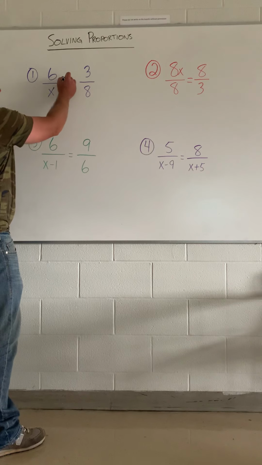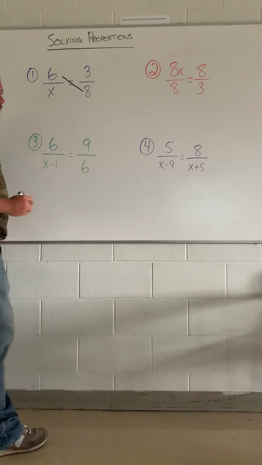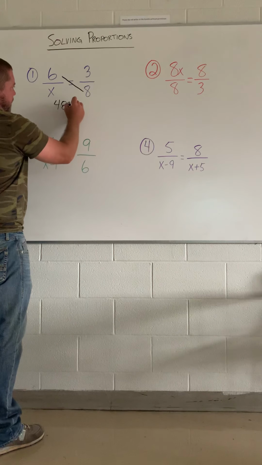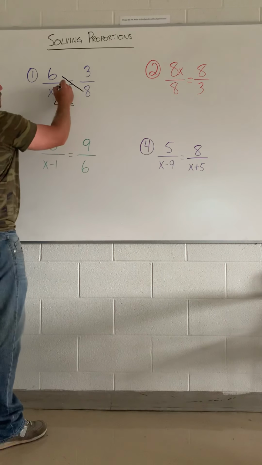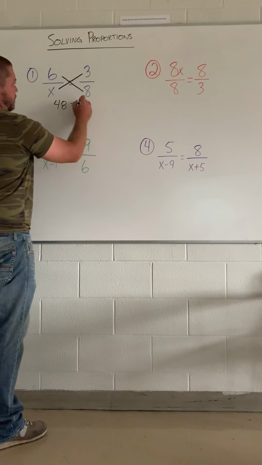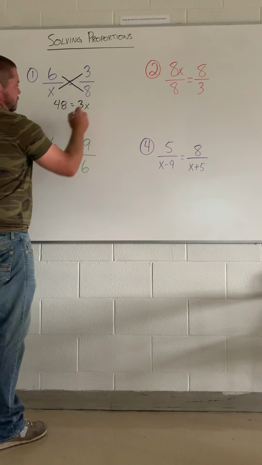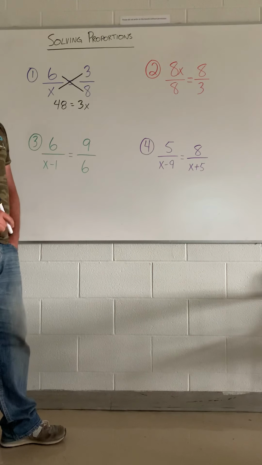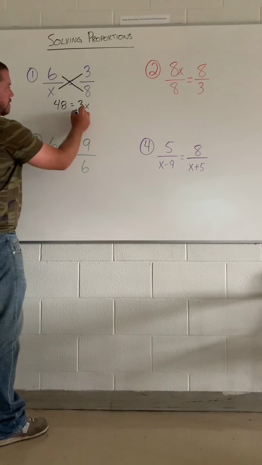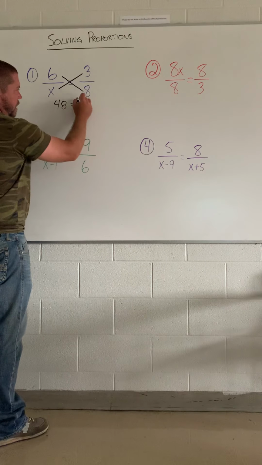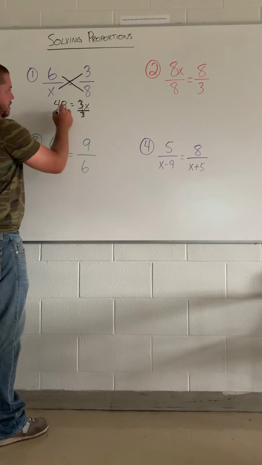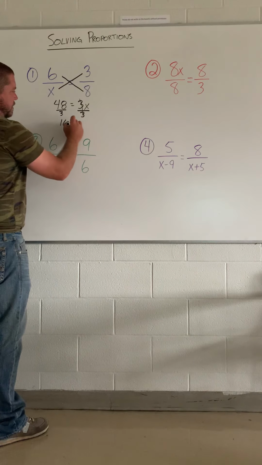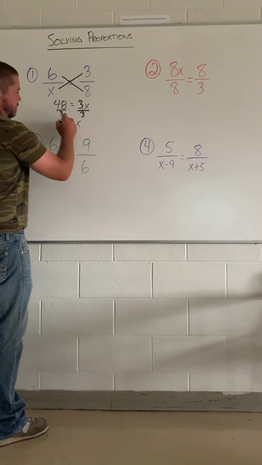So if you will work from top left to bottom right, 6 times 8 is 48. And set it equal to the other side. X times 3. And now we're back into our equations where we just solve this one-step equation. Divide both sides by 3. And that's going to give us 1x on that side. Divide 48 by 3. And you're going to get 16 equals x.